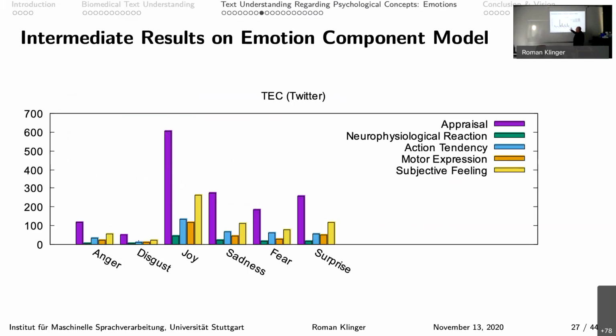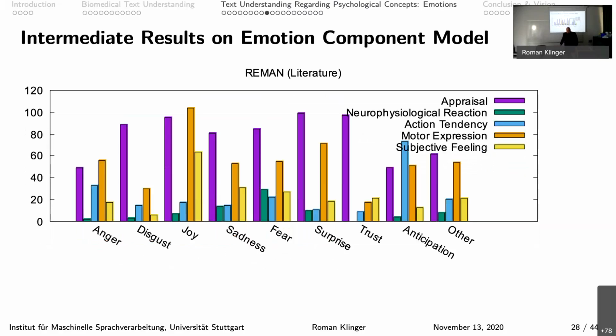What we did is we annotated a corpus and checked for these different emotion components how they are distributed across the different emotions. And what we see is that for Twitter, they are actually pretty similarly distributed. So when we just rank how frequently each of these different components is mentioned or used to communicate each of these different emotions, then the ranking would more or less be the same. So just the component itself will probably not be too helpful. Interestingly, on literature, that looks different.